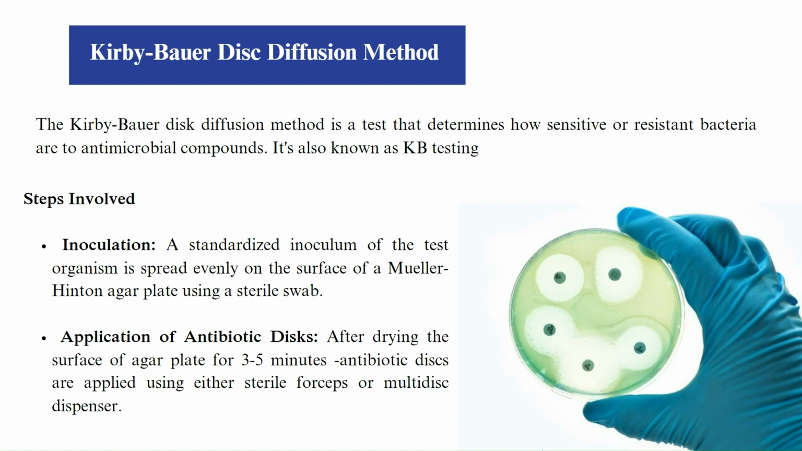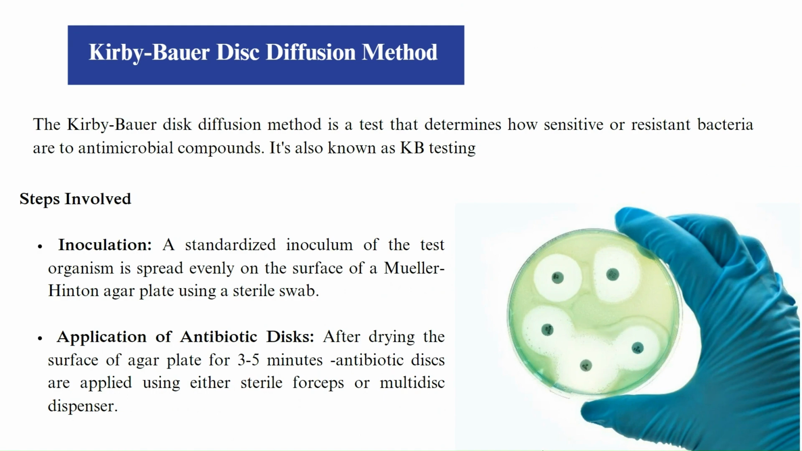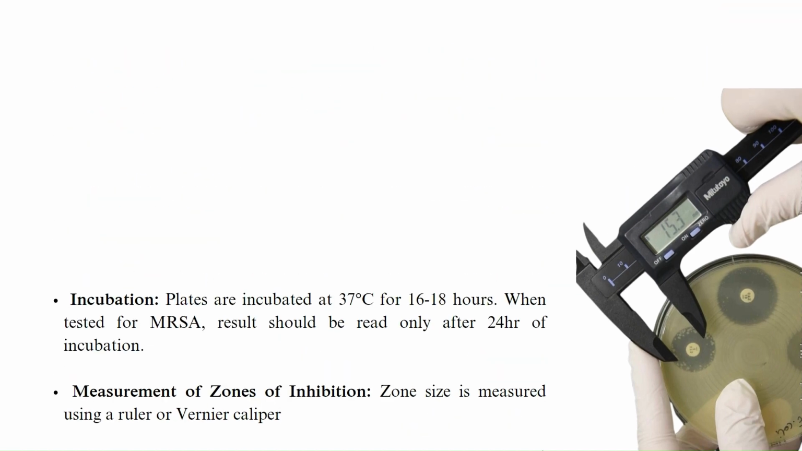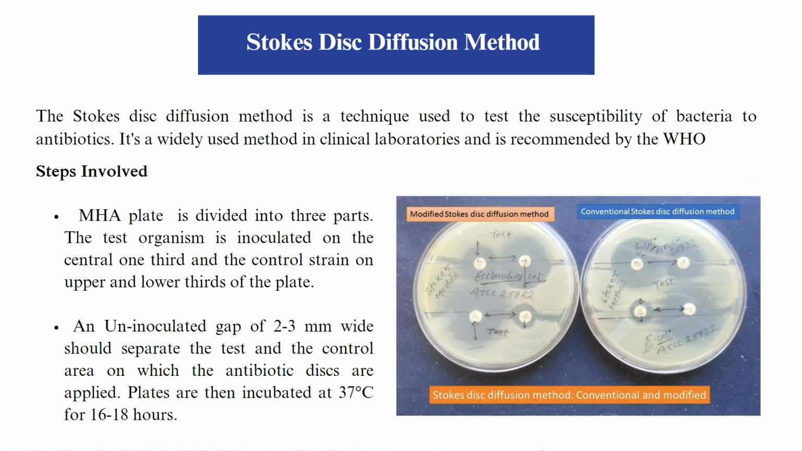After drying the surface of the agar plate for 3 to 5 minutes, antibiotic discs are applied using either sterile forceps or multidisc dispenser. The plates are then incubated at 37 degrees Celsius for 16 to 18 hours. When tested for MRSA, results should be read only after 24 hours of incubation. The zone size is then measured using a ruler or vernier caliper. Finally, interpretation of zone size into sensitive, intermediate, or resistant is done based on the standard zone size interpretation chart.